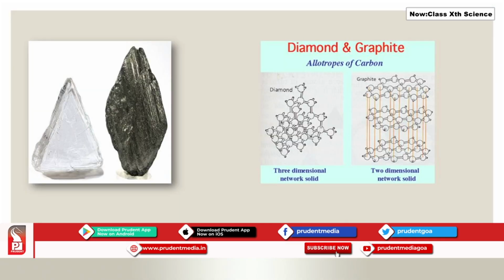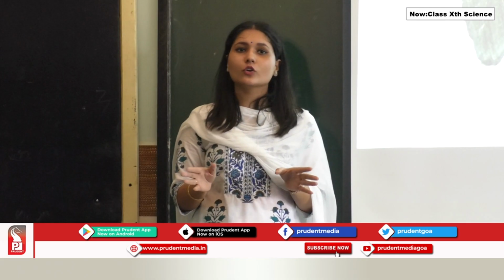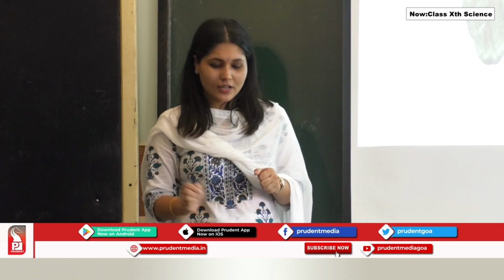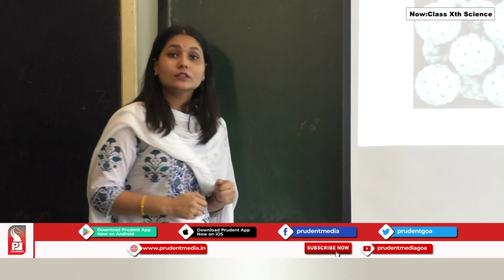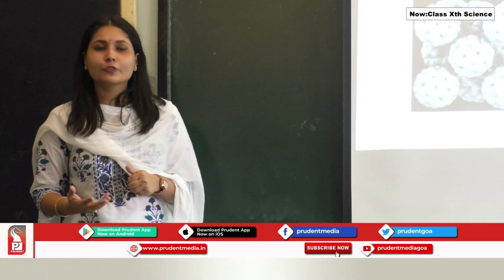And the next difference that we talk about is the nature. One is very hard and the other one is soft. So these are some of the basic differences that we know about diamond and graphite. Now let us look at the third allotrope of carbon.